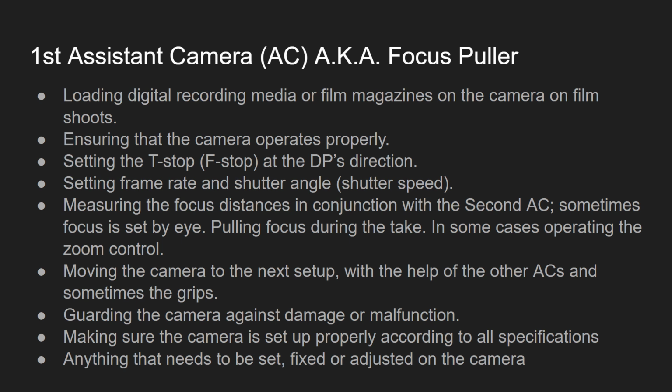These include setting the lens, the aperture of the lens, which on a cinema camera is called a t-stop. You may have heard of the term f-stop before, and at this point in your career, I hope that you have. So t-stops are very similar. We'll cover what t-stops are later in the semester. They will set the frame rate and shutter angle. Shutter angle is another way of measuring shutter speed. They measure the focus, and they do this in conjunction with the second ACs.